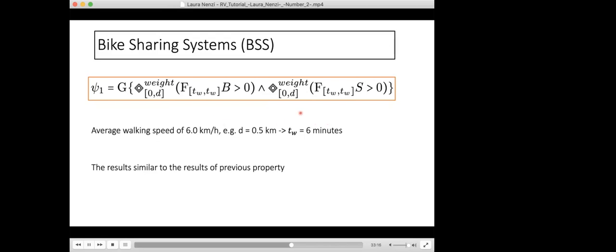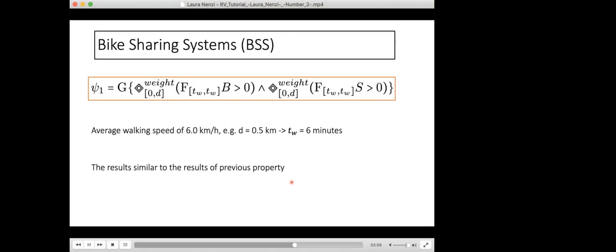So what is this TW time? This corresponds to the walking time to go from one place to the other, and it depends on the different distance that we are considering. In this case we are considering an average walking speed of 6 kilometers per hour. That means that if we are evaluating a distance of 0.5 kilometers, then we are considering a walking time of 6 minutes.